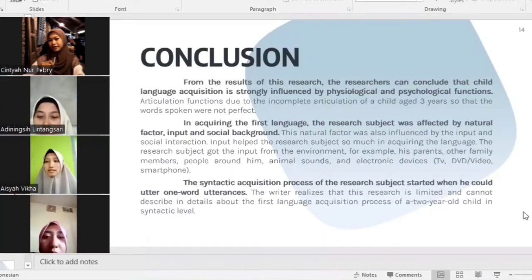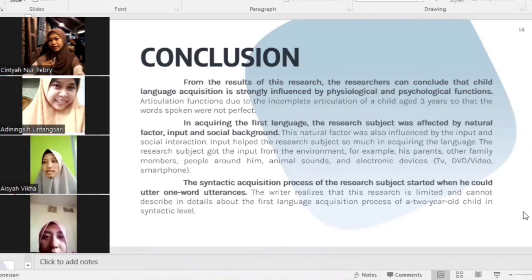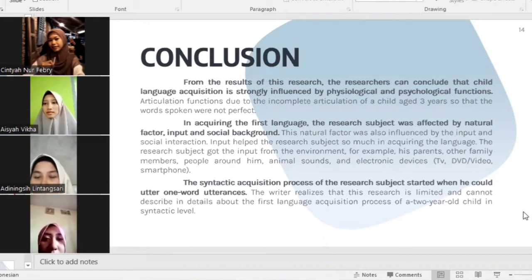Conclusion. From the result of this research, the researchers can conclude that child language acquisition is strongly influenced by psychological functions and articulation functions, due to the incomplete articulation of a child aged 2-3 years, so that the words spoken were not perfect. In acquiring the first language, the research subject was affected by a natural factor, input and social background. This natural factor was also influenced by the input and social interaction. Input helped the research subject so much in acquiring the language. The research subject got the input from the environment, for example, his parents, other family members, people around him, animal sounds, and electronic devices. The syntactic acquisition process of the research subject started when he could utter one-word utterances.